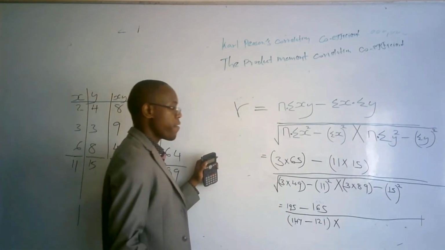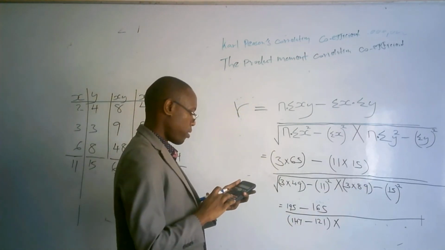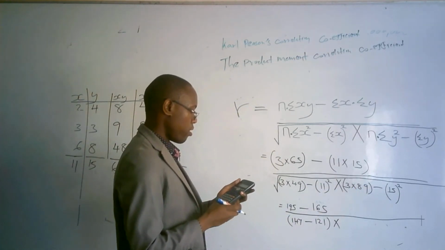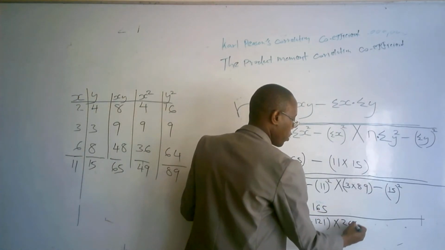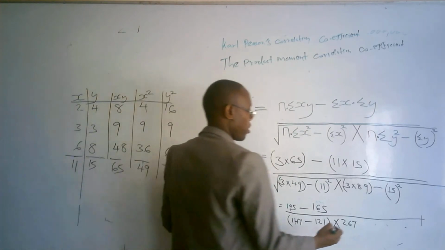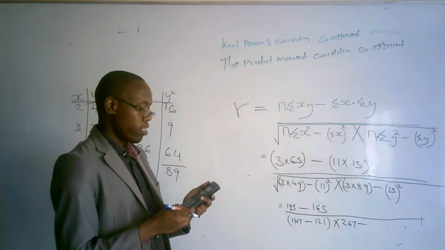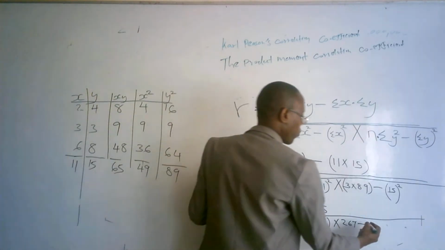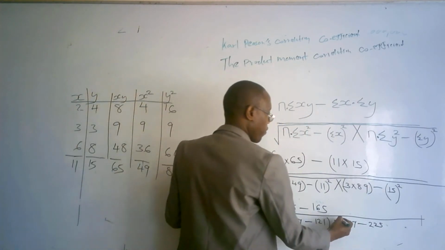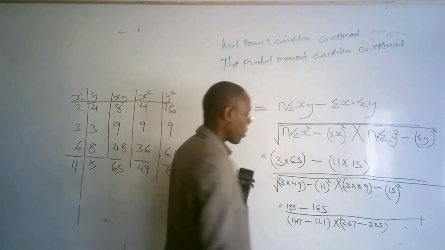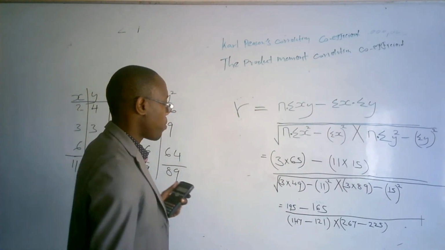So I have done from here up to there, and then of course there is this multiplication. So multiplied by 3 times 89, again 3 times 89 there, which is going to be 267. So it will be 267 minus 15 squared, which is 225. Then we close that particular bracket in that manner.